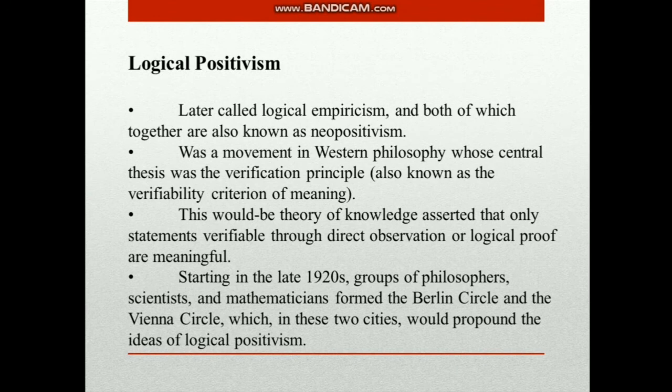Logical positivism, later called logical empiricism, both of which together are also known as neo-positivism, was a movement in Western philosophy whose central thesis was the verification principle, also known as the verifiability criterion of meaning. This theory of knowledge asserted that only statements verifiable through direct observation or logical proof are meaningful. Starting in the late 1920s, a group of philosophers, scientists, and mathematicians formed the Berlin Circle and the Vienna Circle, which in these two cities would propound the ideas of logical positivism.